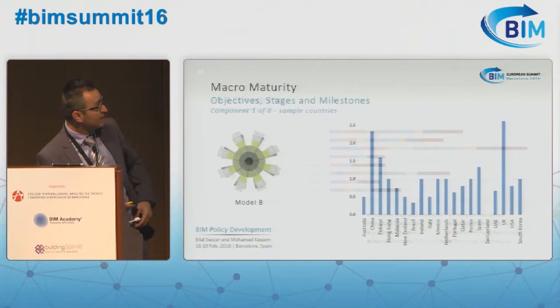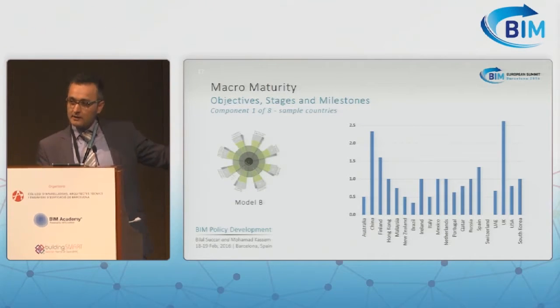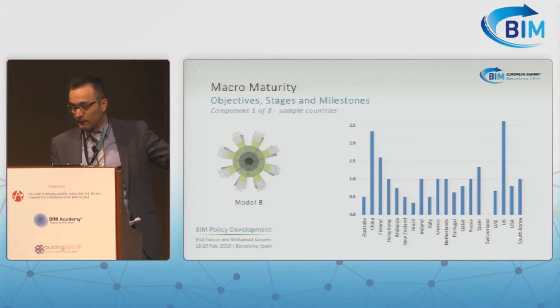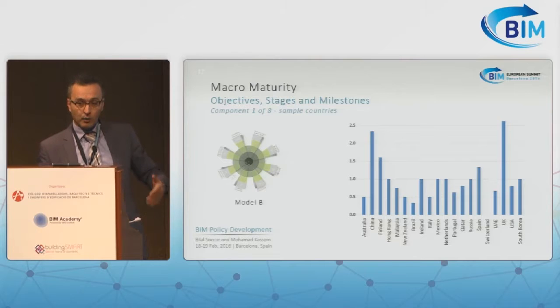If I move to model 3, the same model, but I just take one of the components, and in this case, I'm taking the objective, milestone and stages. You can clearly see that in most countries, really, they all fall below 1. Below 1 means they all stand at low maturity. The only 2 countries which are above 2 are the UK and China, and that means the objective and milestones in those countries are well defined and well managed centrally.